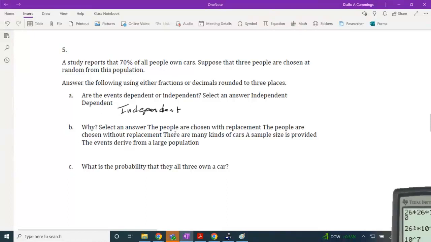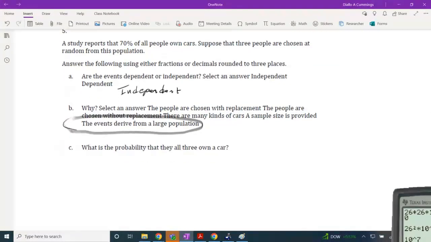B says why. So there are some answer choices. It says the people are chosen with replacement. The people are chosen without replacement. There are many kinds of cars. A sample is provided. But the answer is the events derive from a large population. Since the events derive from a large population, as I said earlier, what one person says about owning a car has nothing to do with what the next person says about owning a car. So these events are independent, and the reason is they derive from a large group of people. There's no relation between one and the other.